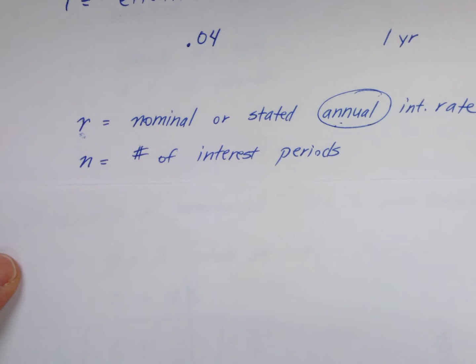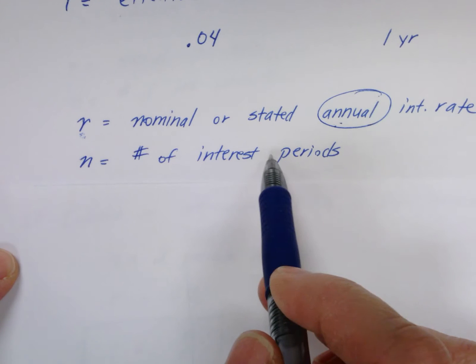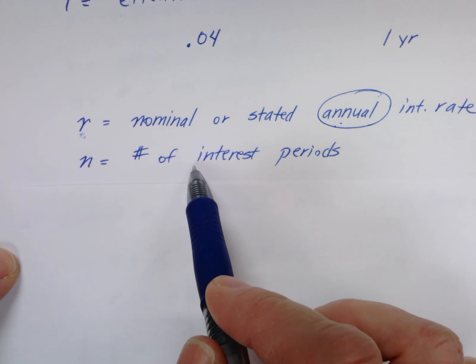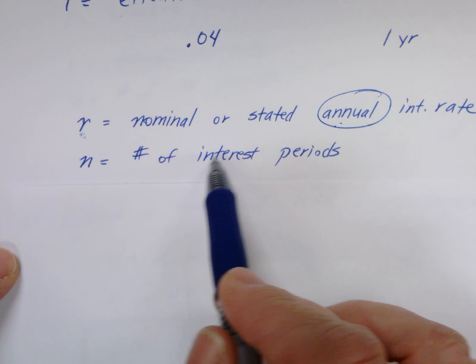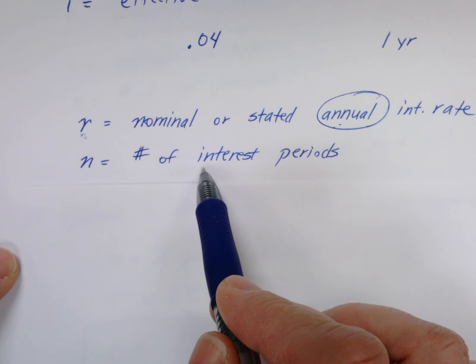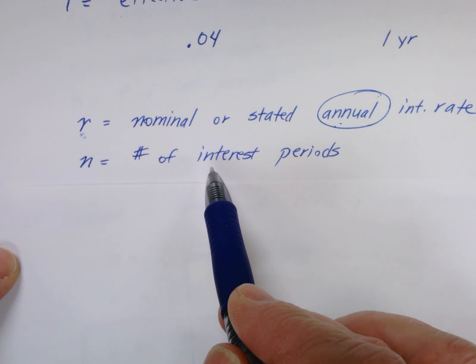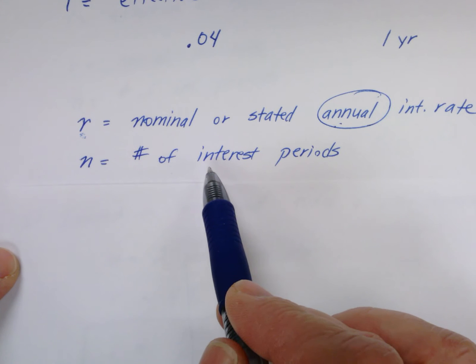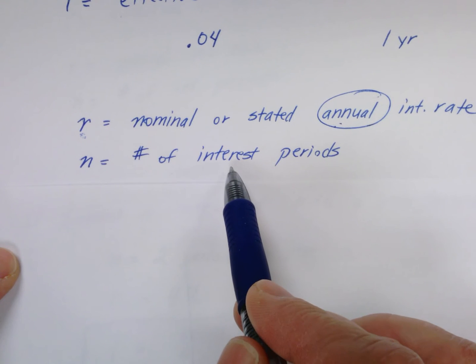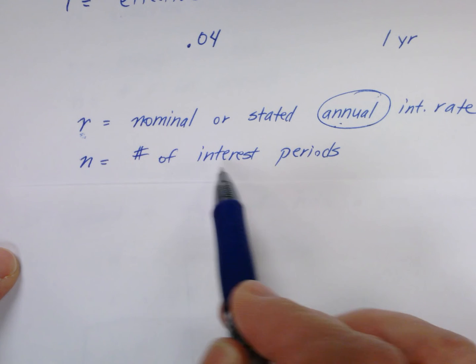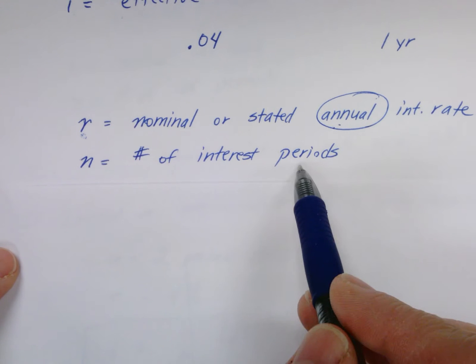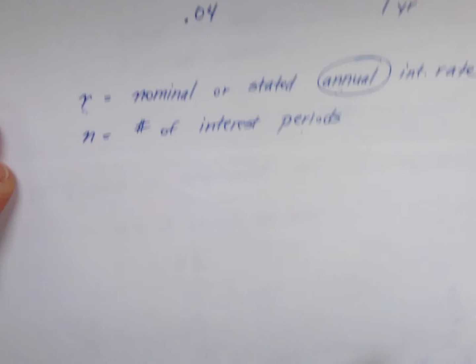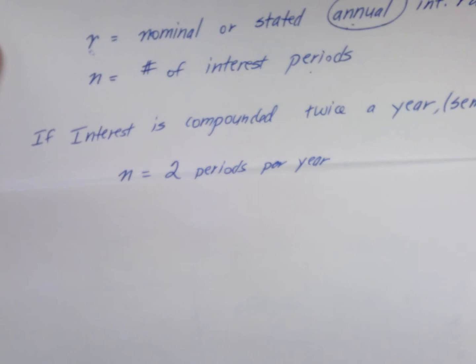And N is the number of interest periods, and that could be more than 1 per year. If interest is compounded semi-annually, you would have 2 interest periods per year. If interest is compounded quarterly, you would have 4 interest periods per year. And if interest is compounded daily, you would have 360 or 365 interest periods per year. Both of those numbers are used for daily compounding.